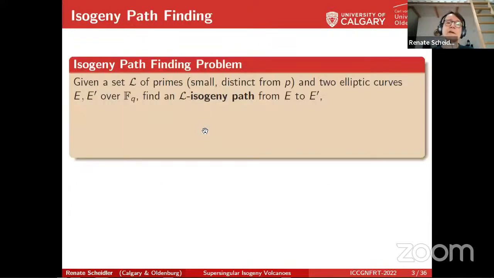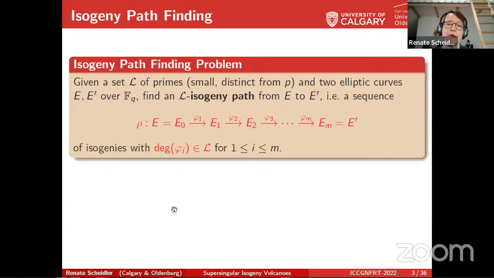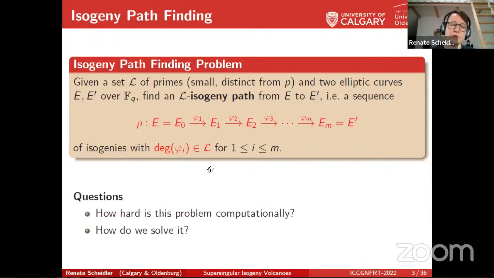Okay, that's an isogeny. So what's the isogeny pathfinding problem that we want to talk about? Well, you pick a set of primes. You should think of these primes as small, 2, 3, that kind of thing. Maybe even just one prime, like 2, and two elliptic curves over F_q, and you're supposed to find an L-isogeny path. So what is that? That's a path of isogenies starting at the first curve and then going to another one, and another one, until you end up on the last curve. And the degrees of these isogenies are supposed to come from this set of prescribed primes. That's the isogeny pathfinding problem. And so the question is, how hard is this problem computationally, and how do we solve it? And another question that I didn't write down here: what does this have to do with class groups?